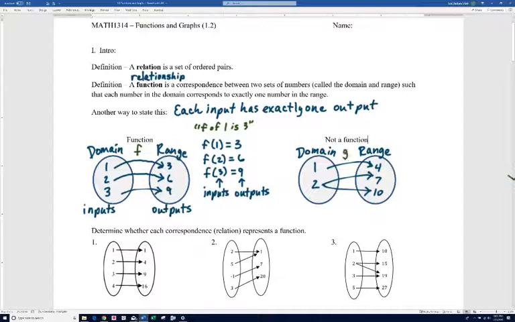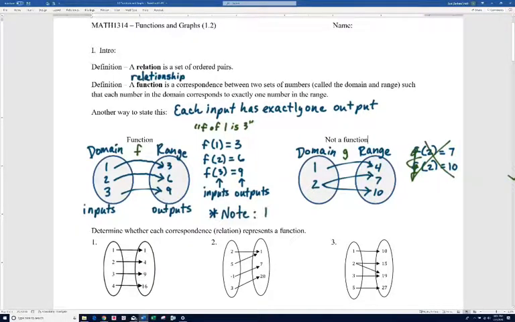Now if I were to call this the g function, notice what we have here. I used the wrong letter, so this should be a g. g of 2 equals 7, but also notice that g of 2 is equal to 10. And so remember, with a function, each input has exactly one output. Here we have an input 2 that has two different outputs. And so this is definitely not a function.